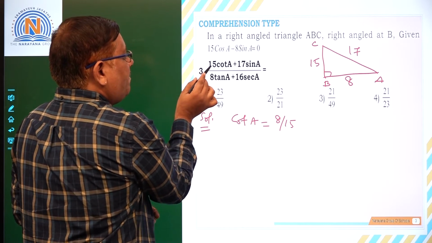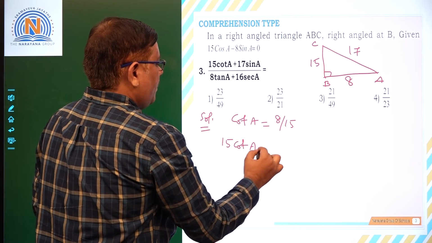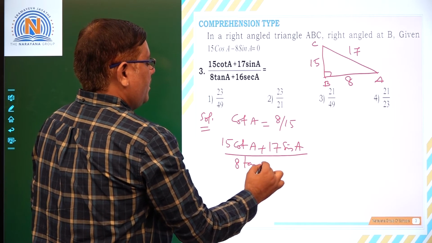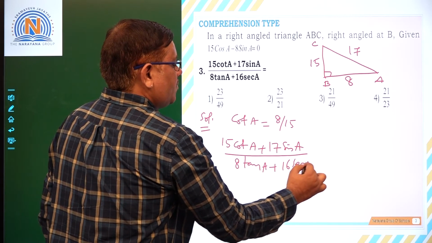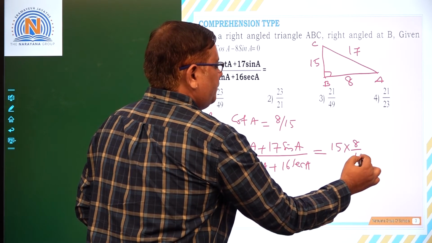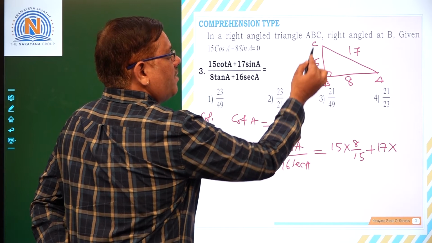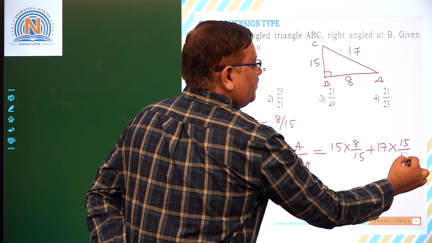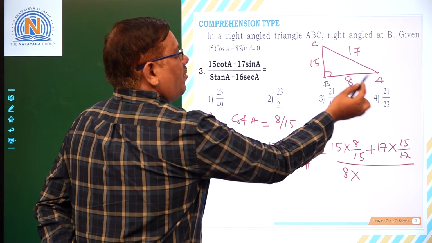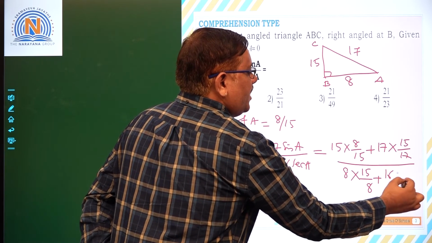Now, you want the answer for (15 cot A plus 17 sin A) upon (8 tan A plus 16 secant A). This is what he is asking us to find out. Now, 15 into cot A is already given, that is 8 by 15, plus 17 into sin A. What is sin A? Opposite side to A by hypotenuse, that is 15 upon 17, divided by 8 tan A. How do you define tan A? Opposite to A by adjacent to A, that is 15 upon 8, plus 16 into secant A.